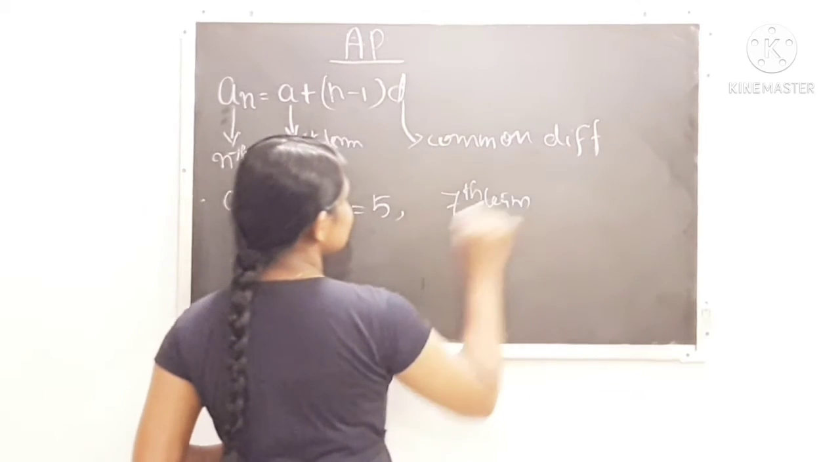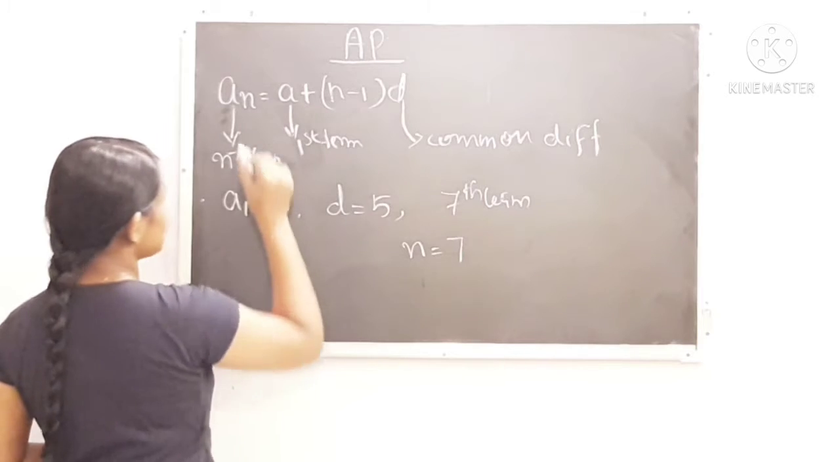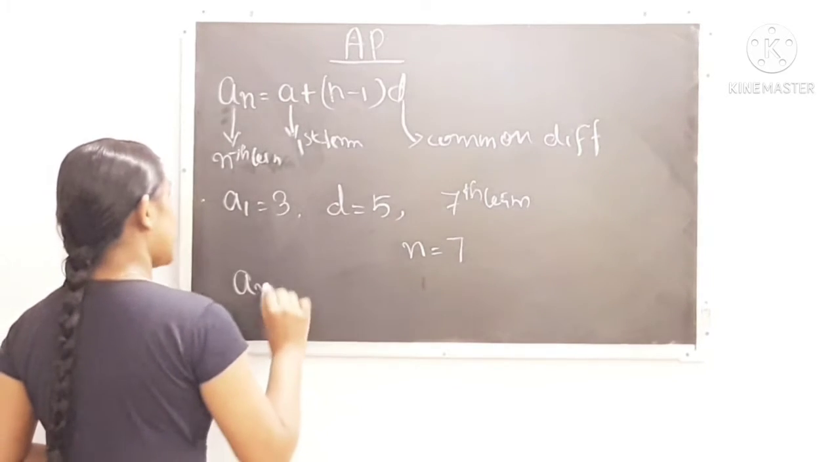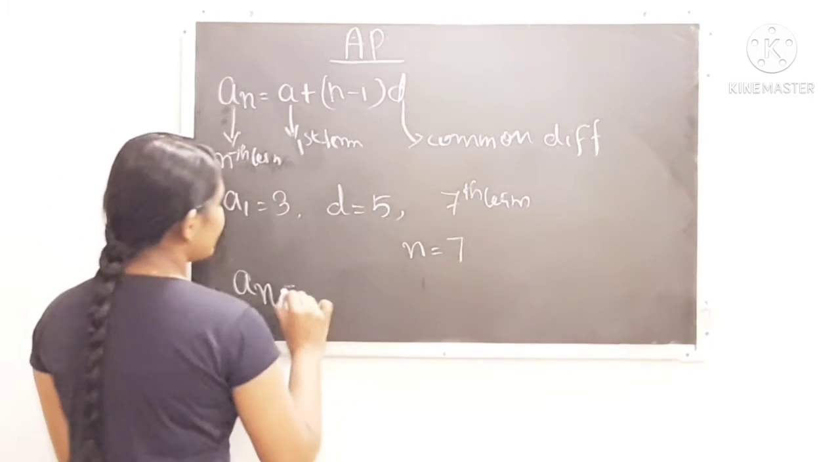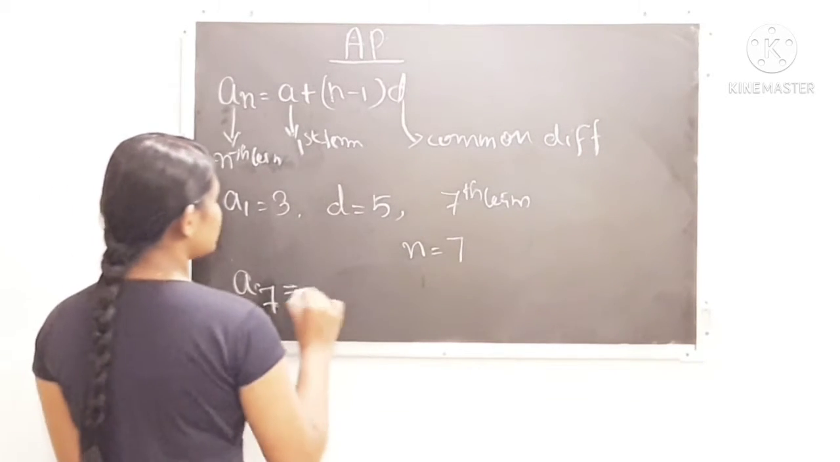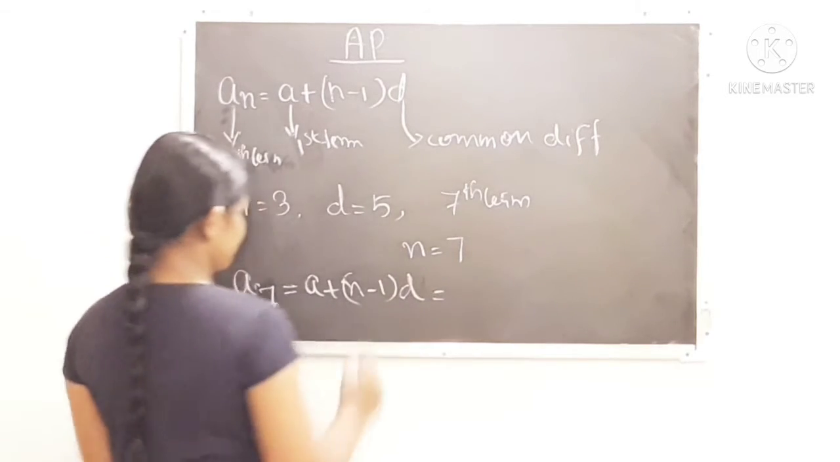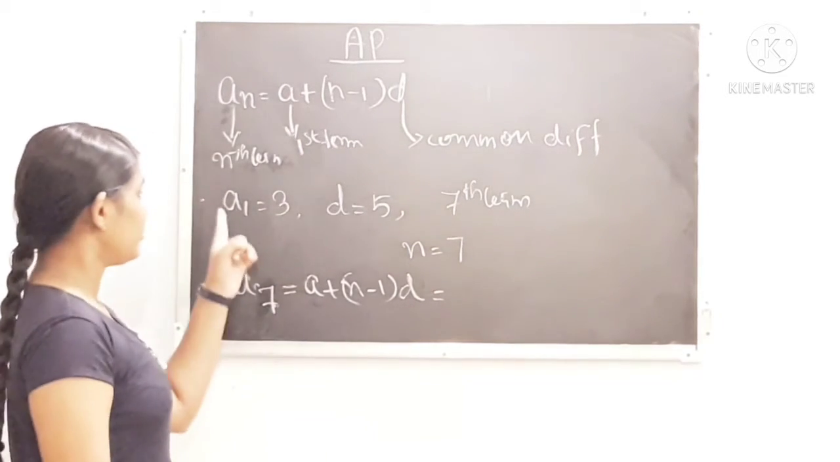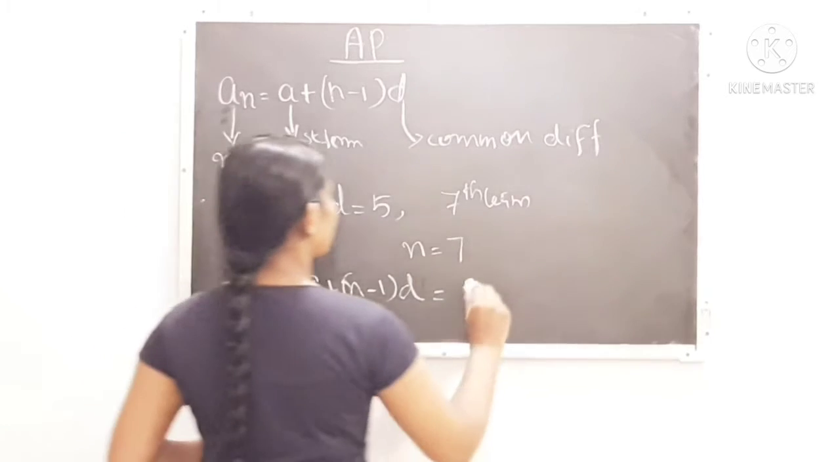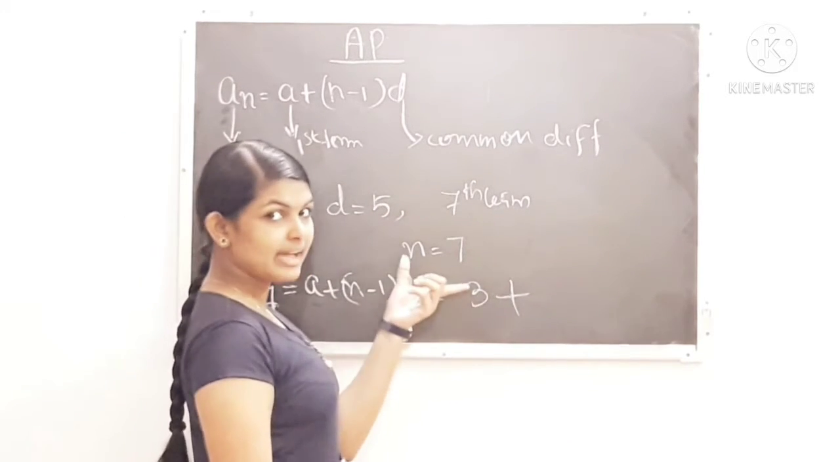So here n is 7, because we need to find the 7th term. From this equation, we can say that an is equal to a7, since we have to find the 7th term. So a7 is equal to a plus (n minus 1) into d, where a means the first term of that AP, which is equal to 3. So 3 plus (n minus 1), where n is 7 because we need to find the 7th term.